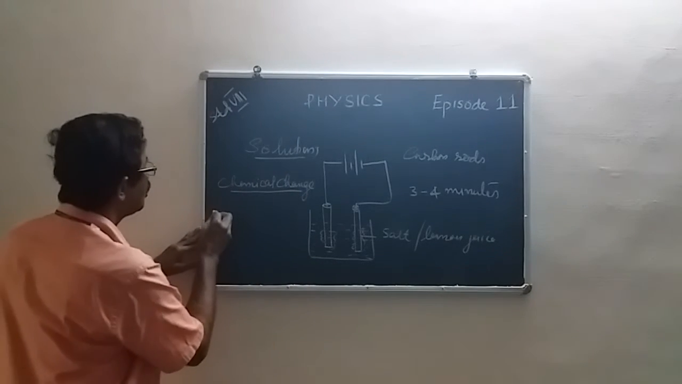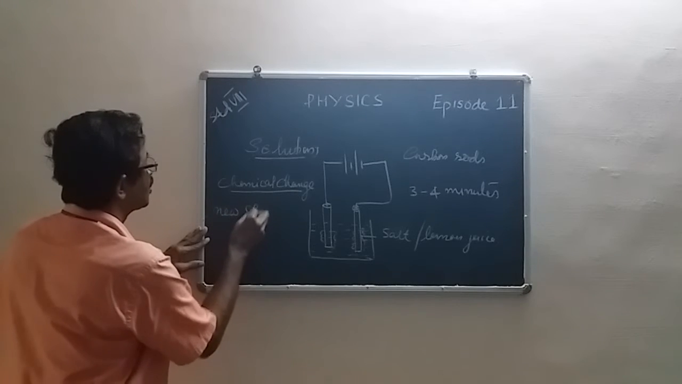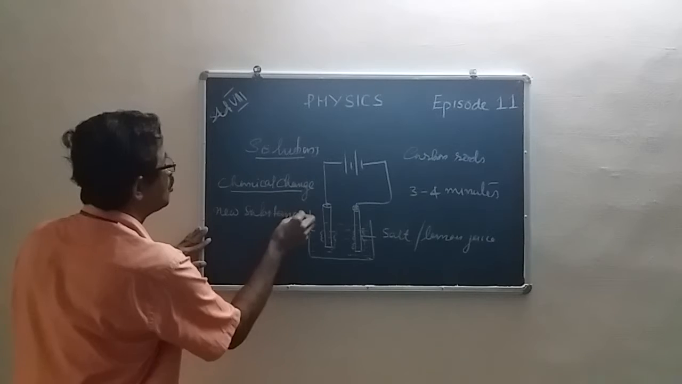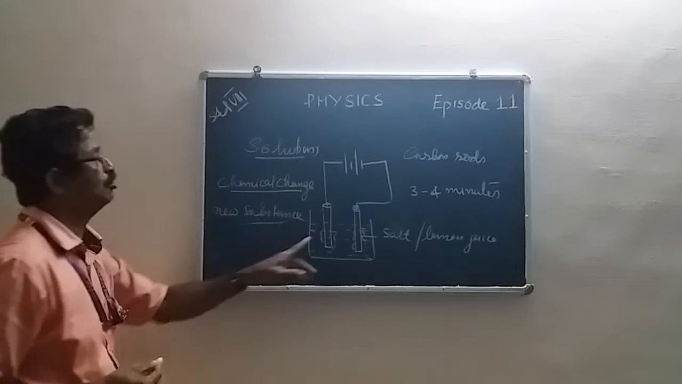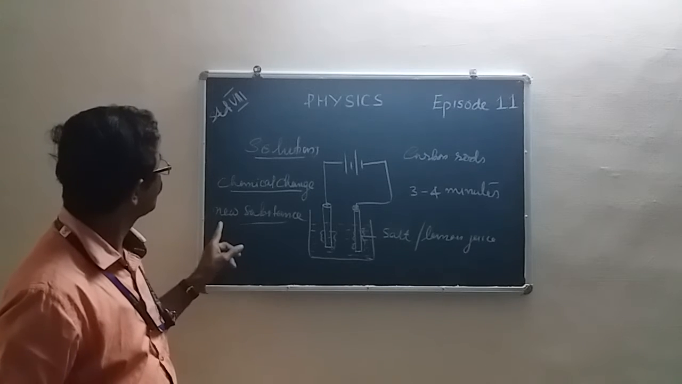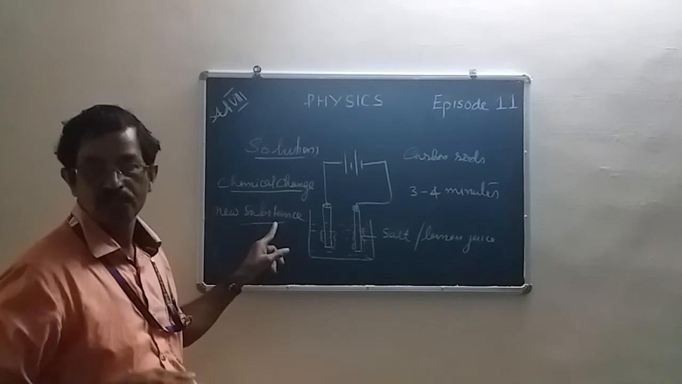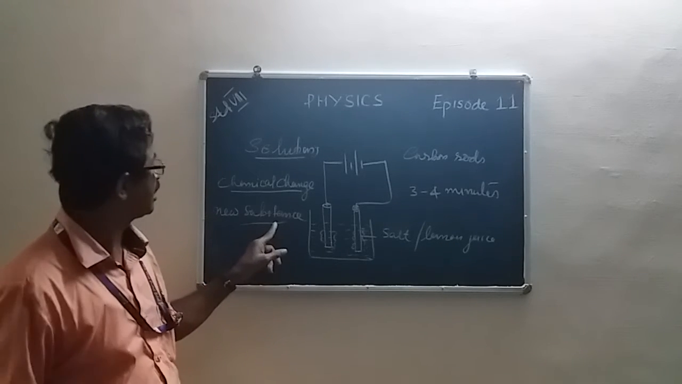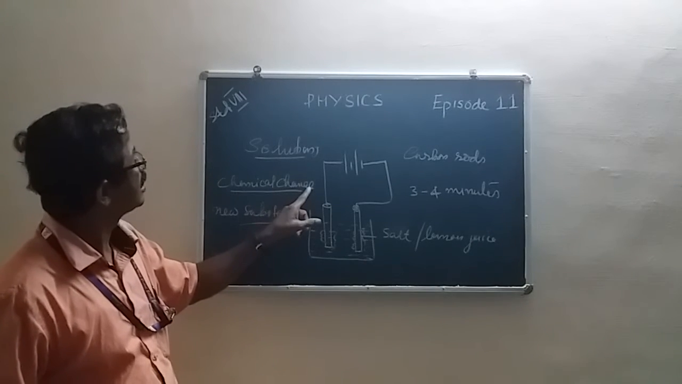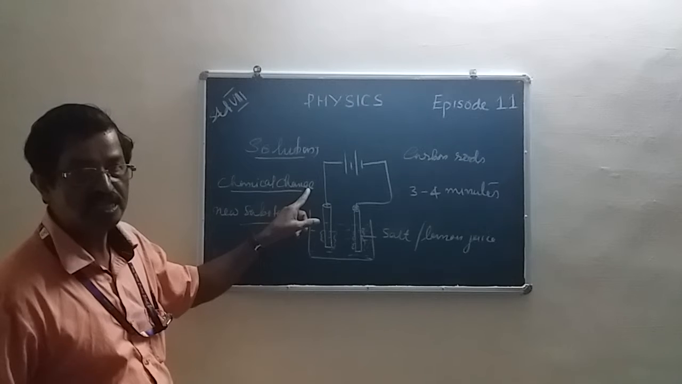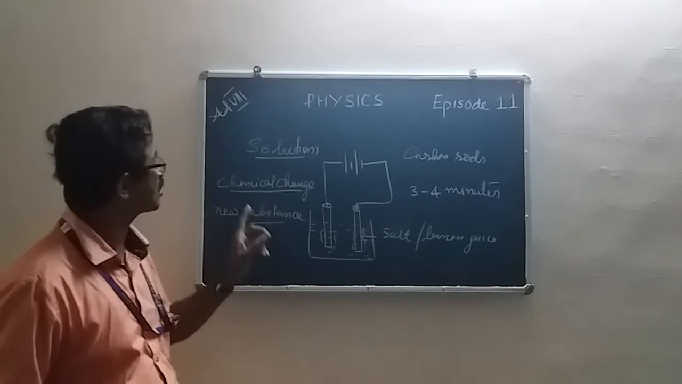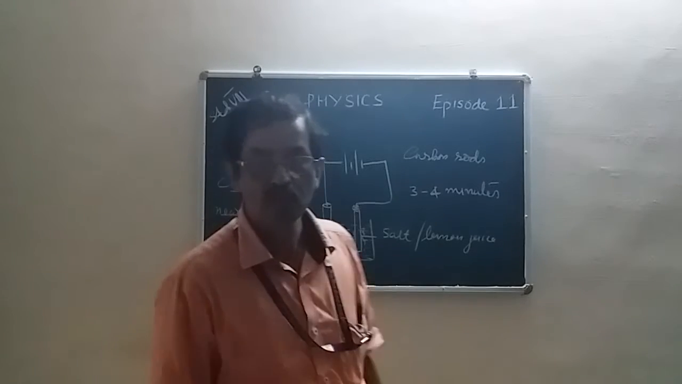One or more new substances forming by passage of electric current through the solution. When one or more new substances are formed by the passage of electric current through the solution, then that reaction and that process is called a chemical change. What is chemical change? Chemical change is the formation of a new substance in a solution.